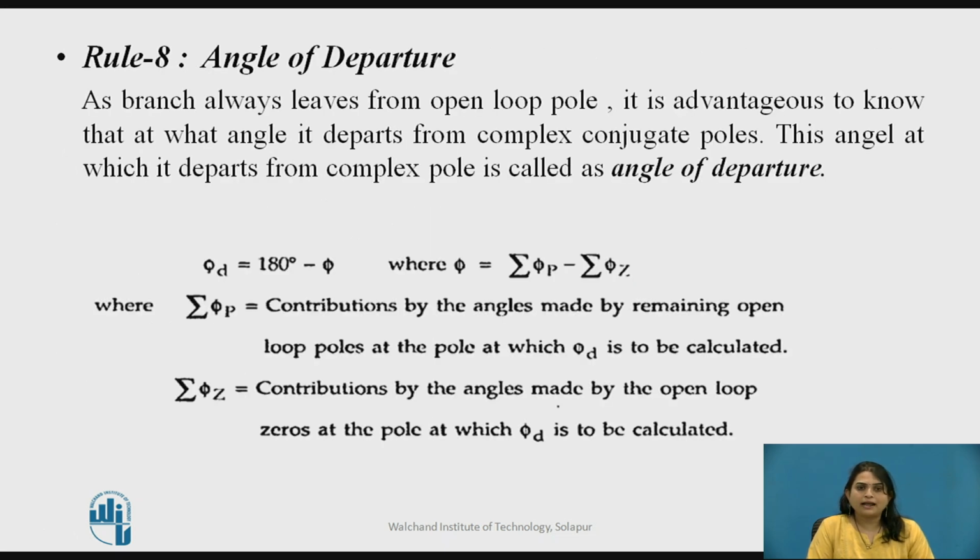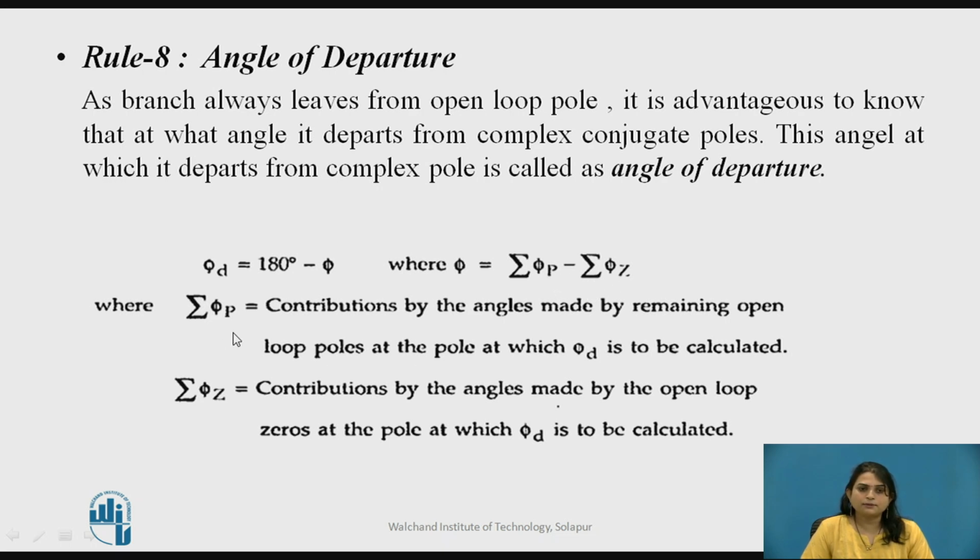Now rule number 8, angle of departure. In the angle of departure, as a branch always leaves from the open loop pole, it is advantageous to know at what angle it departs from complex conjugate poles. This angle at which it departs from the complex pole is called the angle of departure. This rule is applicable only when complex poles are there. This is the formula for calculating phi d equal to 180 degrees minus phi, where phi we are going to calculate with the help of this formula, summation of phi p minus summation of phi z.